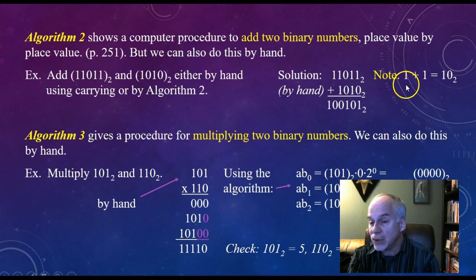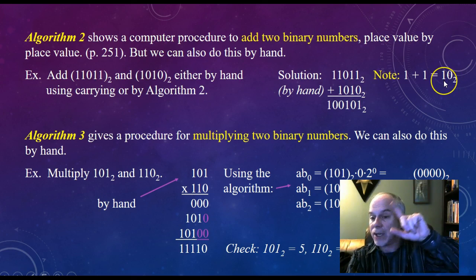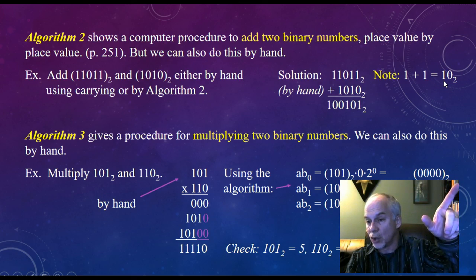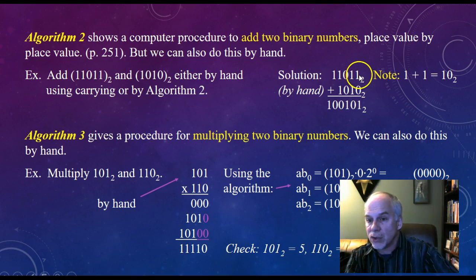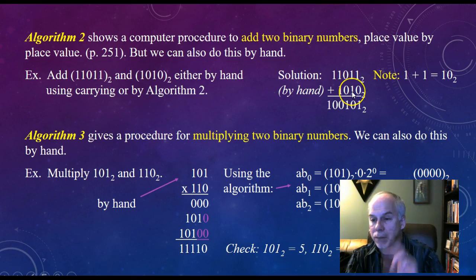So anytime you have 1 plus 1, it becomes 1, 0. And what we'll do is carry the 1 to the next digit over. Okay? So, all right, let's do this. 1 plus 0 is 1, so that one's normal. 1 plus 1, now 1 plus 1 is 1, 0. So we put down a 0 and then we carry a 1 right here.